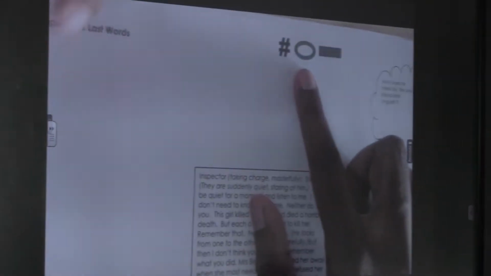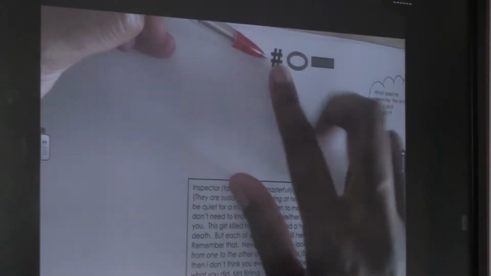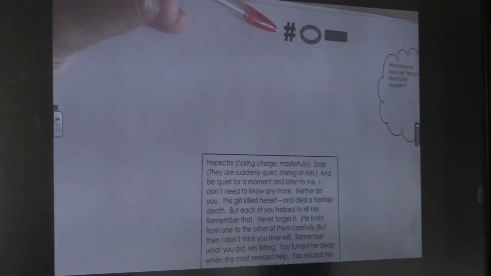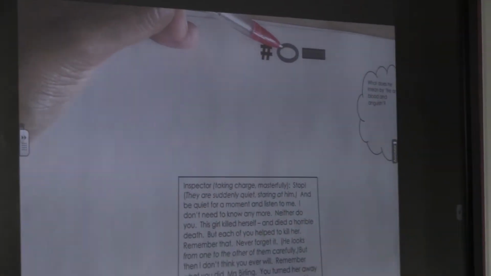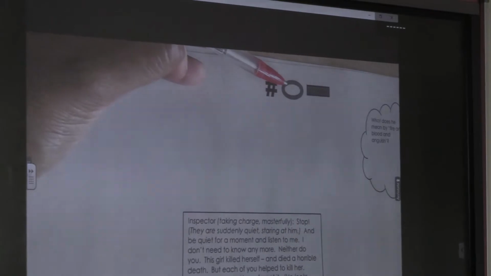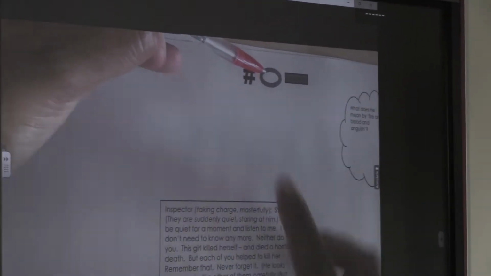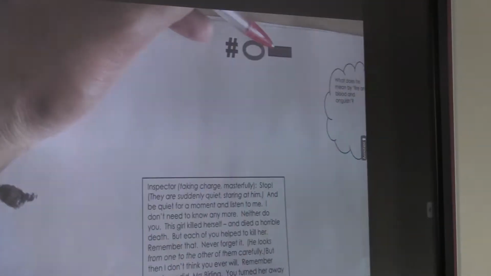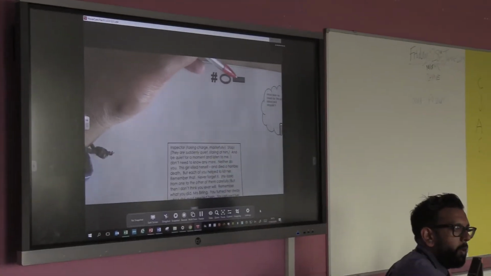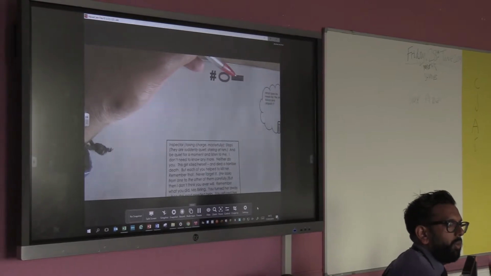some text marking. Now, quick reminder, for those of you who might have forgotten, the only three things that we need to do is we need to number the text, we need to circle any key phrases or techniques, and then finally we're going to use that underline to find that hinge point moment, that moment that we think is the most important line.